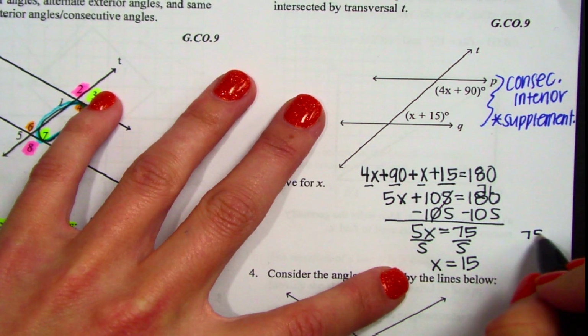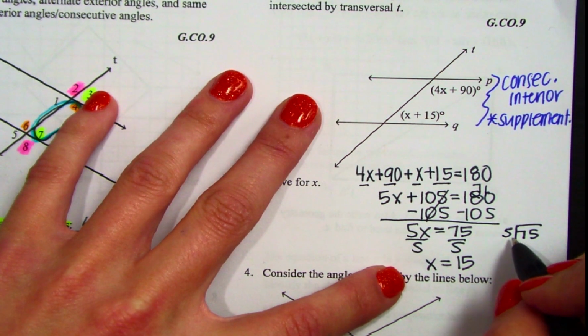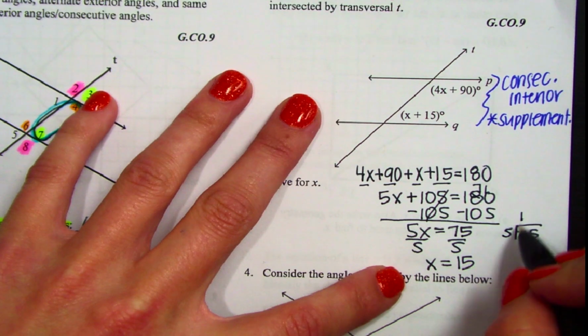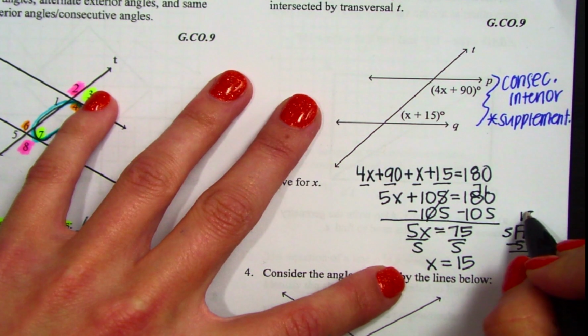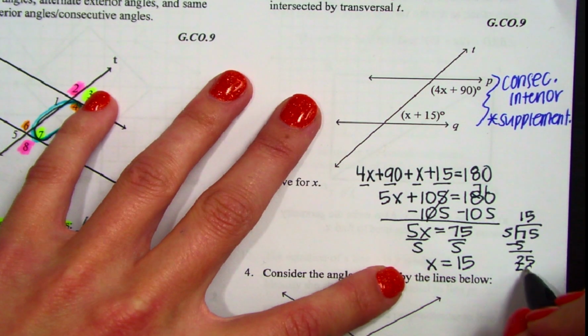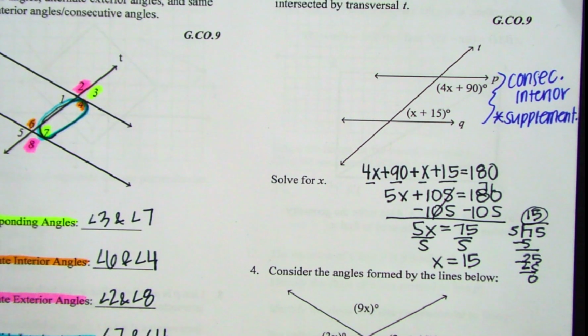But I will show those steps using the long division. 5 goes into 7 once. 1 times 5 is 5. Subtracting, 25 divided by 5 is 5. 5 times 5 is 25. So no remainder. My answer is x equals 15.